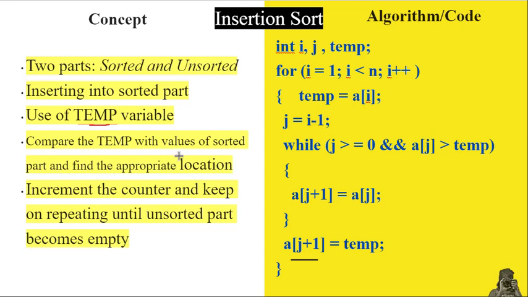So we will keep on comparing the values and wherever there is a need we will swap the positions, and we will try to find the appropriate position for the current value at hand. We will keep on incrementing the counter until we sort the entire array. So this is our code.